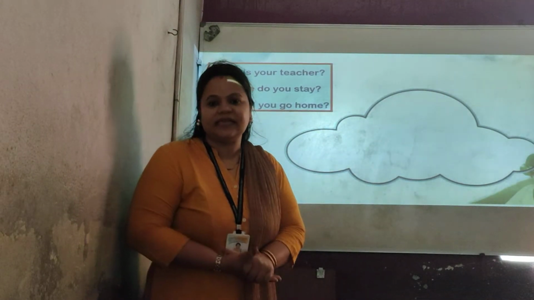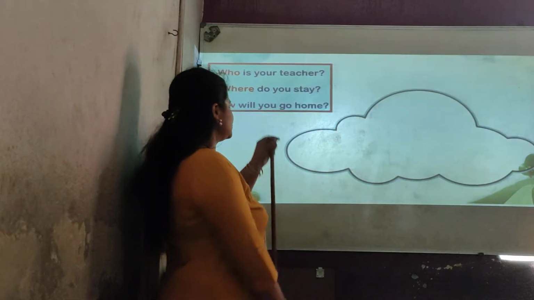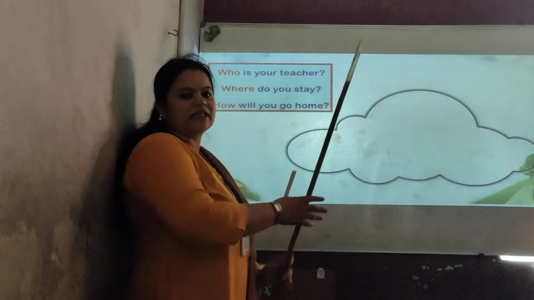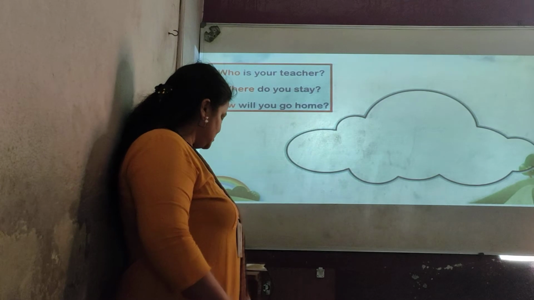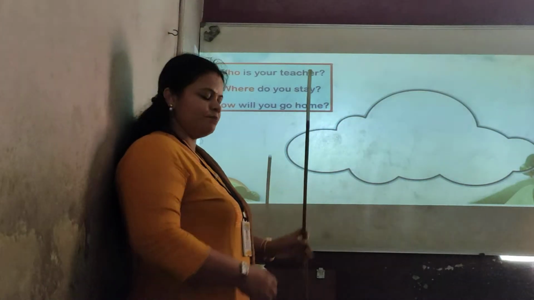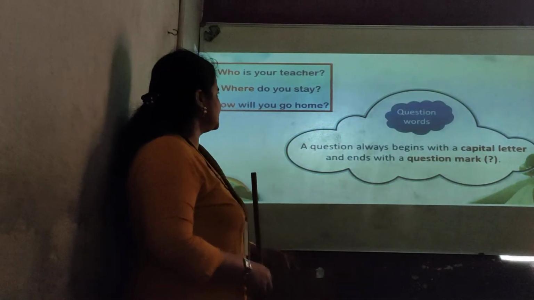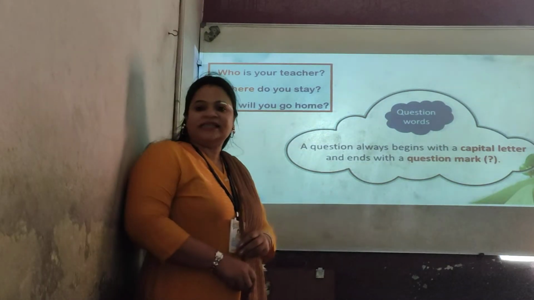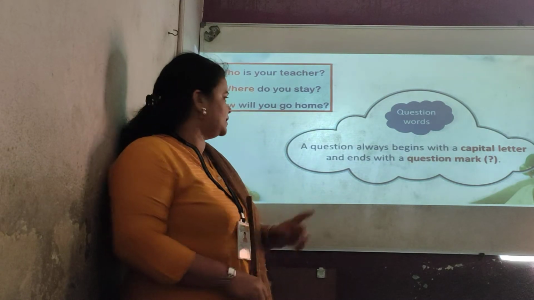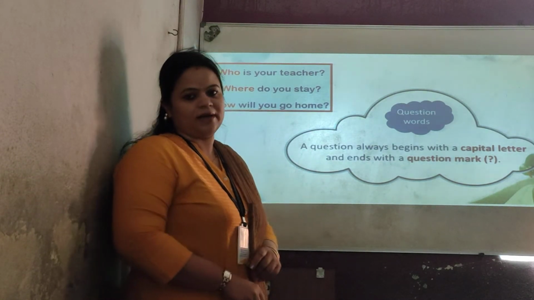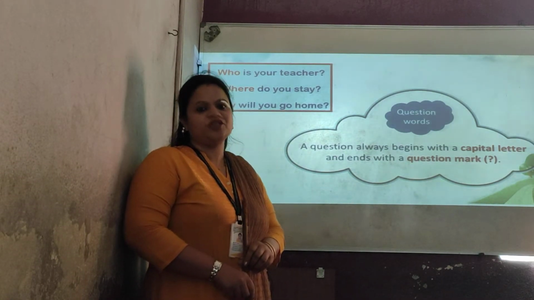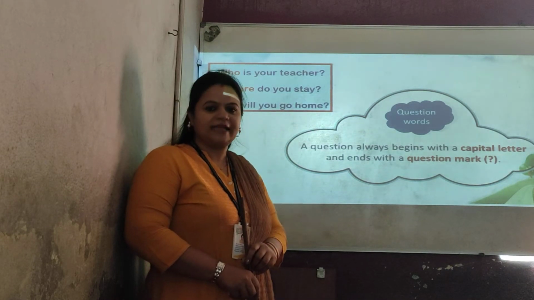These question sentences have special words. Which are the special words? Who, where, how. These are the special words which begin with a capital letter and end with a question mark. So question words means the question sentences have special words which begin with a capital letter and end with a question mark. So let's see a few more question words, and how to use these question words to frame question sentences.